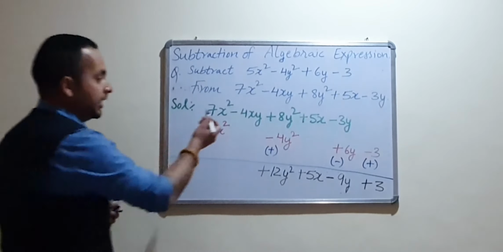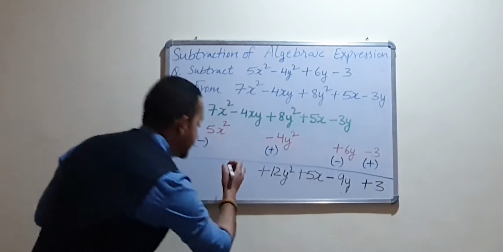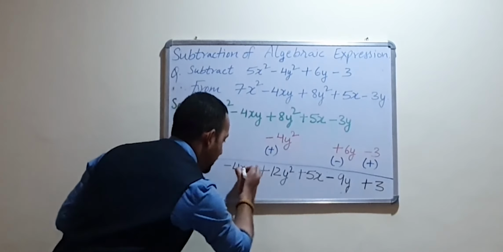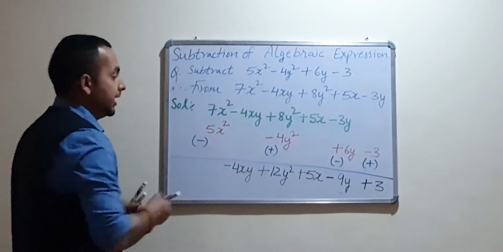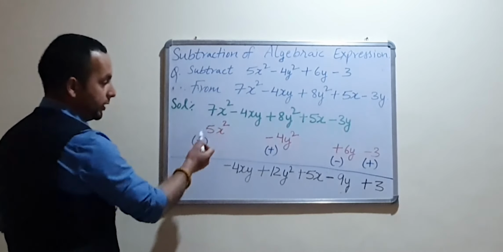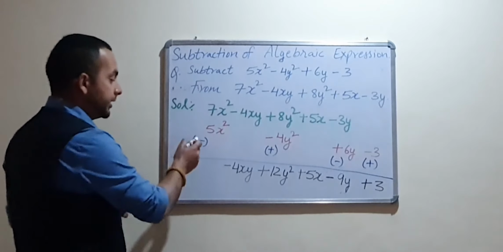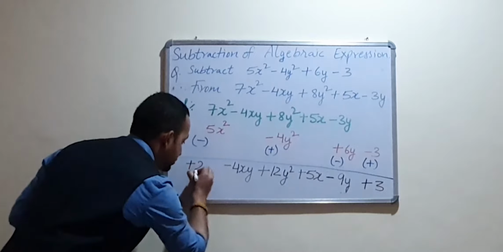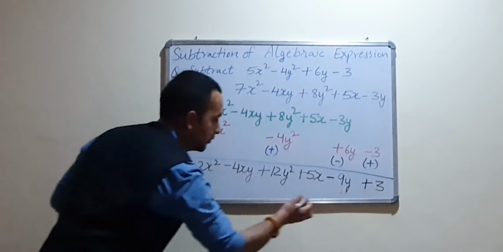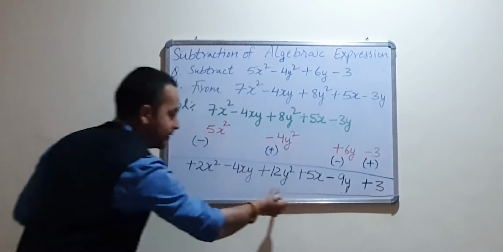12y square. And negative 4xy, we copy as it is. It's from the first expression. And here it's negative 5x squared. So positive 7x square, negative 5x square will become a positive 2x square. This is how you will solve.